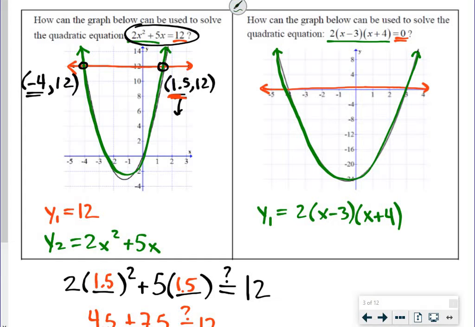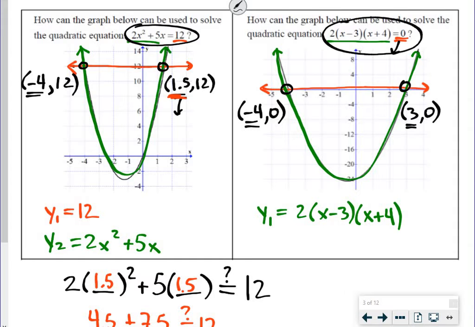Okay, and these sort of intersection points, I guess, if you like, because the horizontal line here represented is the x-axis. These intersection points, so we have negative 4, 0, and we have 3, 0. Turns out that these are the solutions to this equation above.